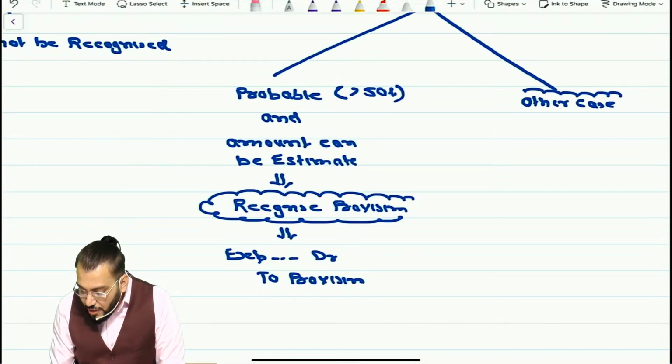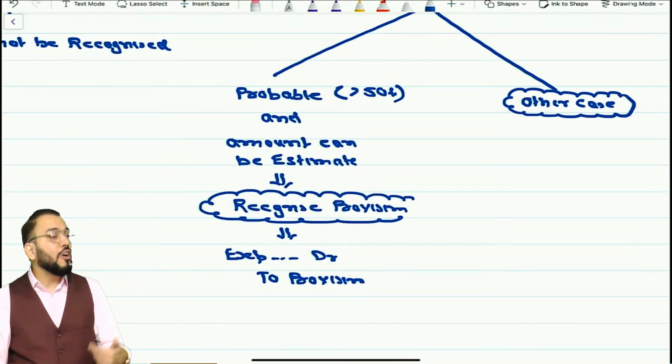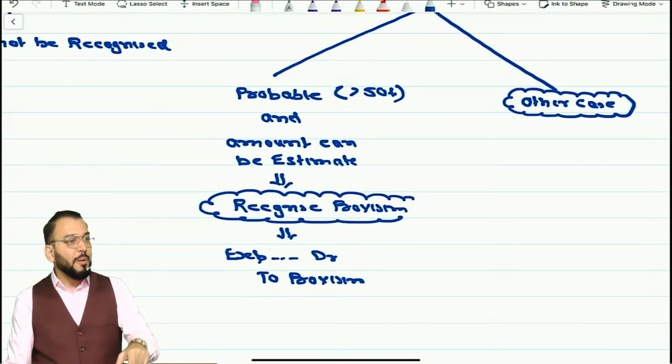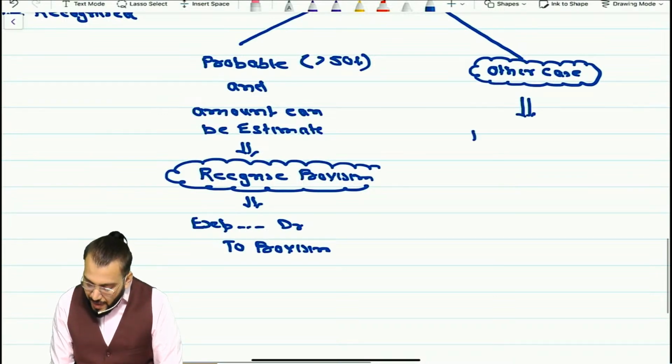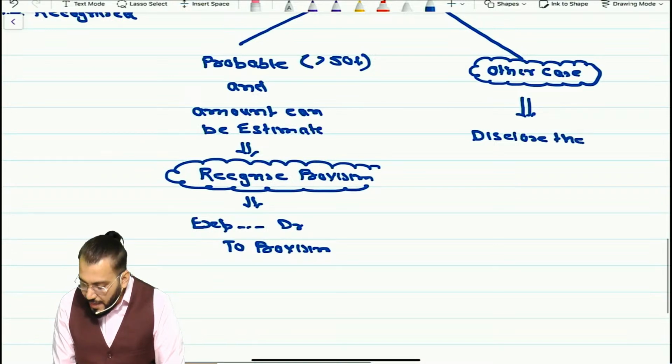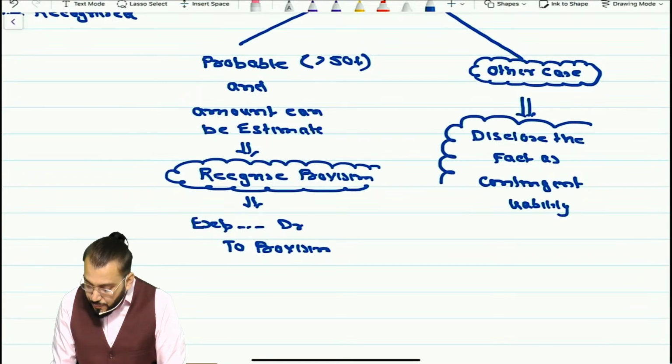In the other case, what is it? Either both the conditions are not satisfied or any one condition is not satisfied. It means if it is not probable, or probable but the amount cannot be estimated. In the other case, what will we do? Disclose the fact as contingent liability. This was given where? In AS4.